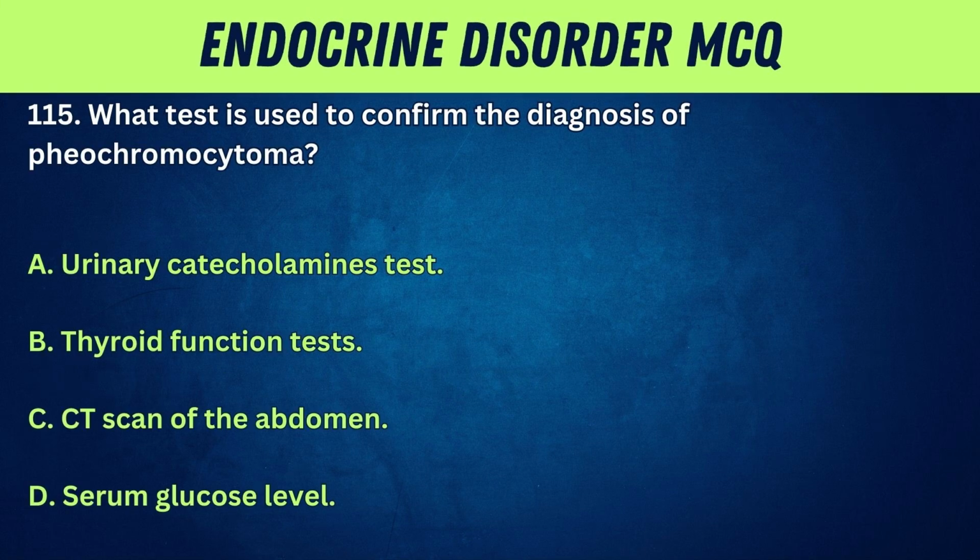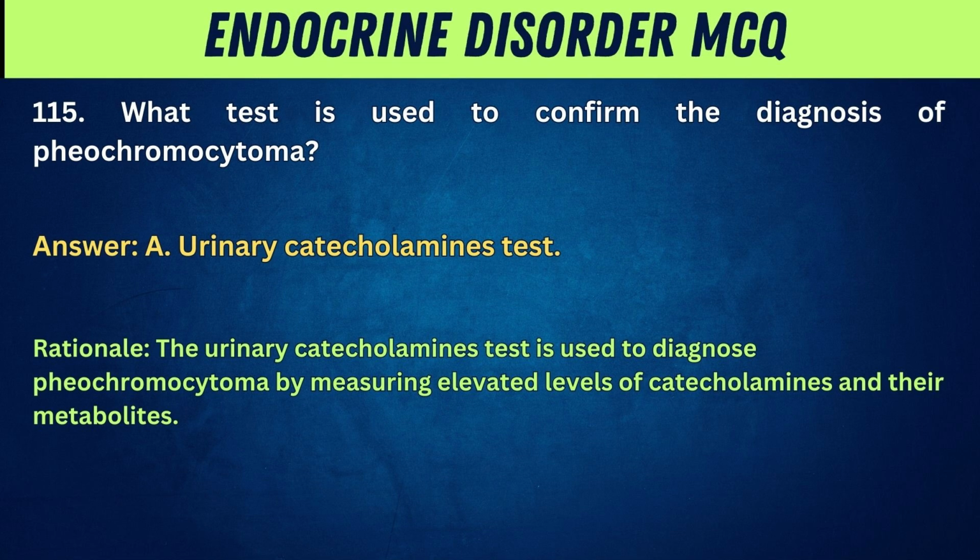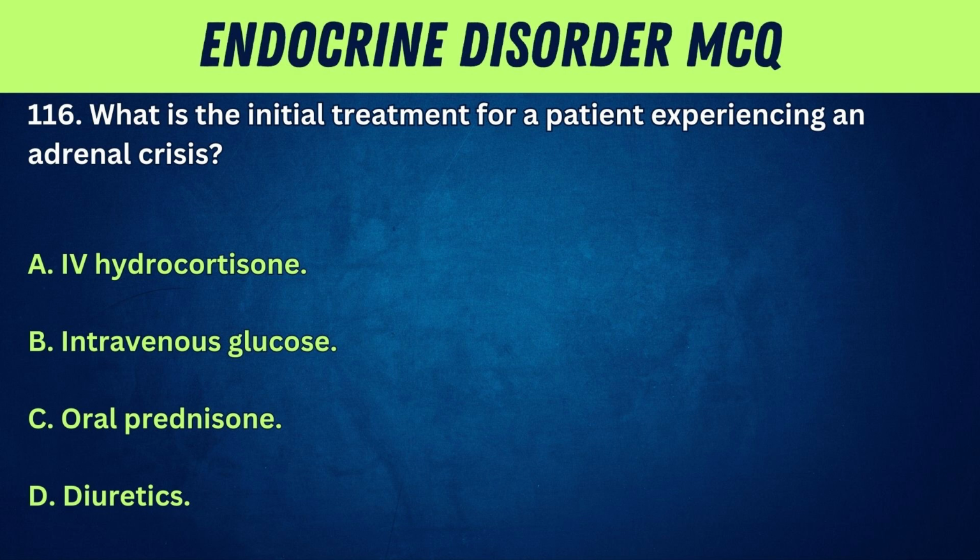115. What test is used to confirm the diagnosis of pheochromocytoma? A. Urinary catecholamines test. B. Thyroid function tests. C. CT scan of the abdomen. D. Serum glucose level. Answer: A. Urinary catecholamines test. Rationale: the urinary catecholamines test is used to diagnose pheochromocytoma by measuring elevated levels of catecholamines and their metabolites.